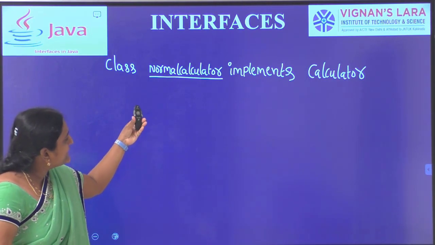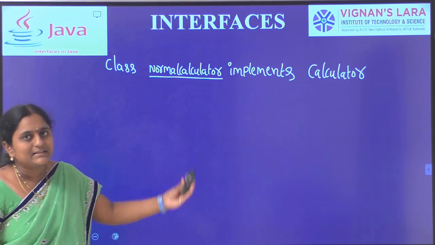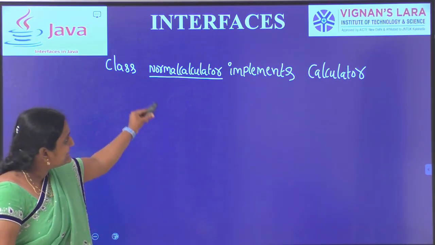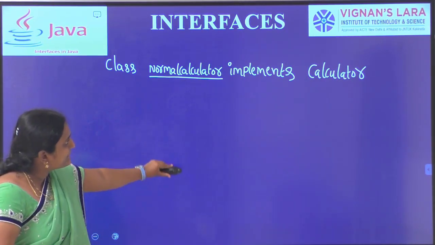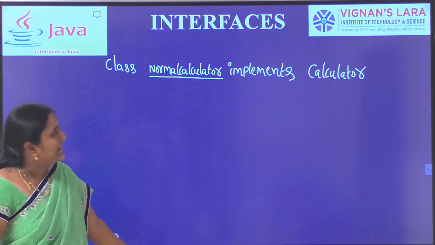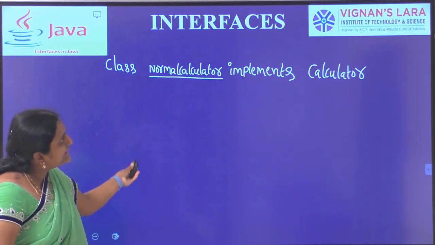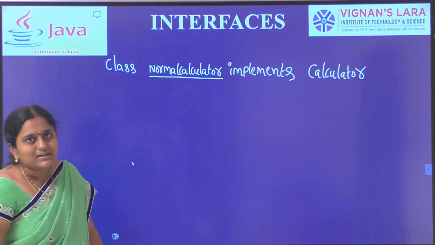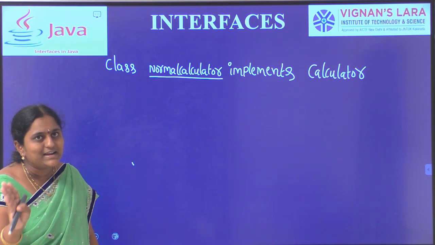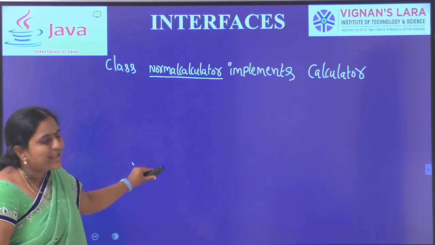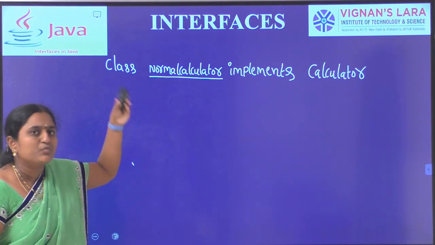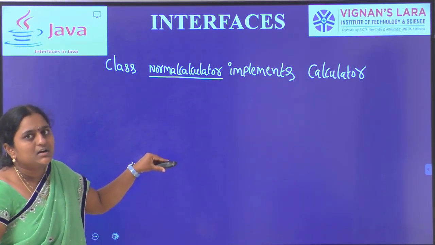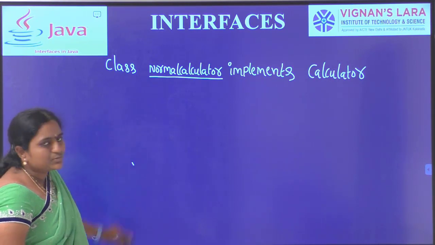Here NormalCalculator is the class, Calculator is the interface. It acts as the superclass. NormalCalculator is the subclass, Calculator is the superclass. NormalCalculator inherited all the properties from Calculator. In the Calculator interface we have already declared 4 methods. In this NormalCalculator class we have to override those 4 methods and provide all the method bodies for the corresponding interface in this program only.